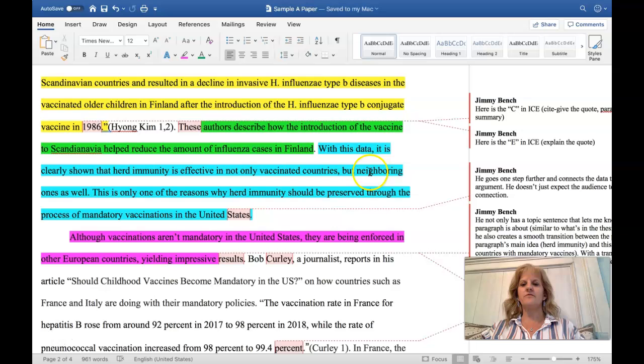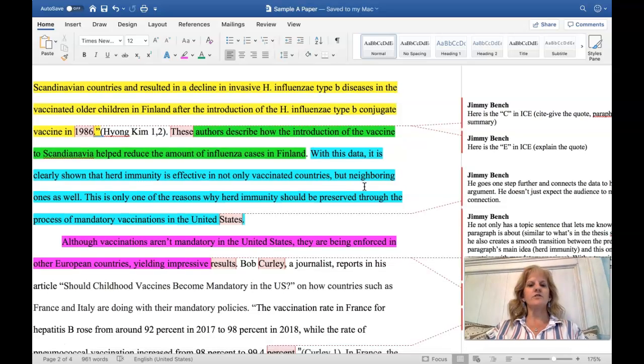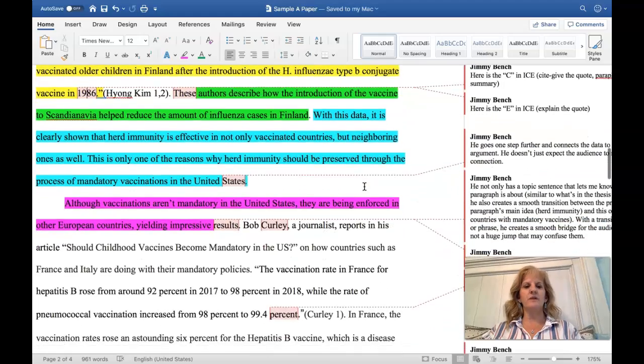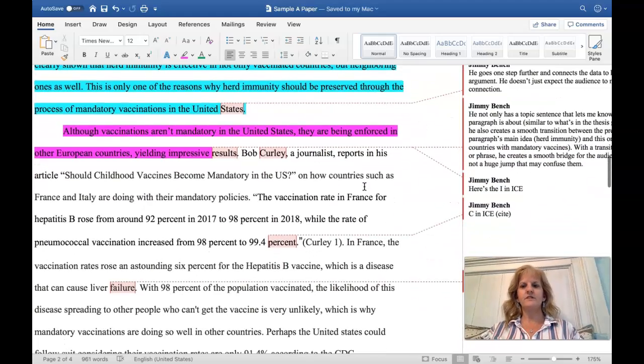And then he goes one step further with this turquoise area that I've highlighted. He makes the connection to his argument. So he fully quotes the source, he explains what the quote means, and then he connects it back to his argument. He doesn't just expect his audience to be able to make that connection.